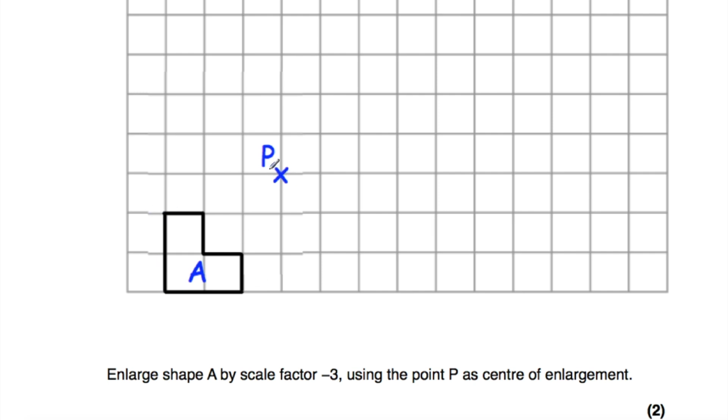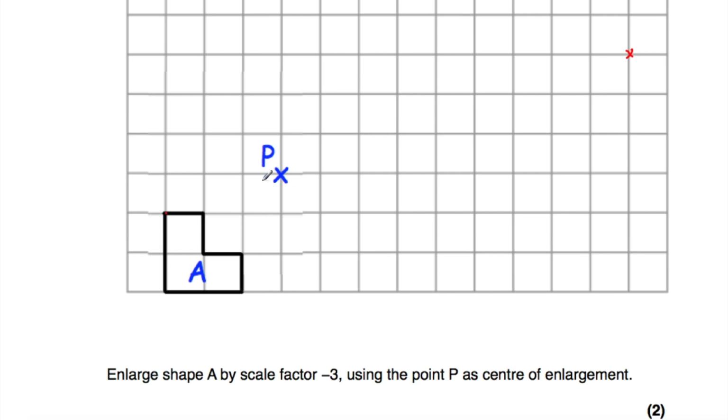To get from the centre of enlargement to this point, we go 3 to the left and 1 down. Because it's scale factor -3, we're going to go 3 times as far away, but in the opposite direction. So instead of 3 to the left and 1 down, we times that by 3 and go the opposite way. We're going to go 9 to the right, because 3 times 3 is equal to 9, and instead of 1 down, we're going to go 3 up. So that's 1, 2, 3, 4, 5, 6, 7, 8, 9, then 1, 2, 3. That point's going to move to there. Let's just check that. 1, 2, 3, 4, 5, 6, 7, 8, 9, 1, 2, 3. So we've done this point.